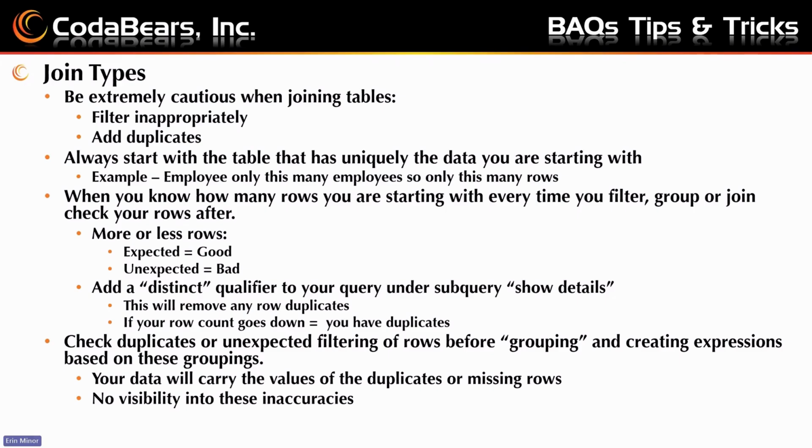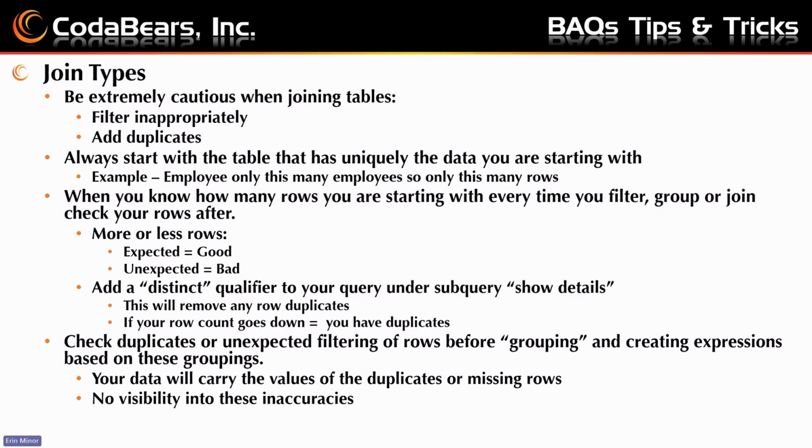Always start with a table that has uniquely the data that you're starting with. So if you are wanting to do an employee scorecard and you only want as many rows as you have employees, make sure you know how many rows are in the employee table of active employees that you actually want to use. Know how many rows you have, so that when you're done with your report, you still only have that many rows. That'll keep every join, every filter, everything you do, you'll know at the end, oh, I still have all of my employees there. I still have all my data there.